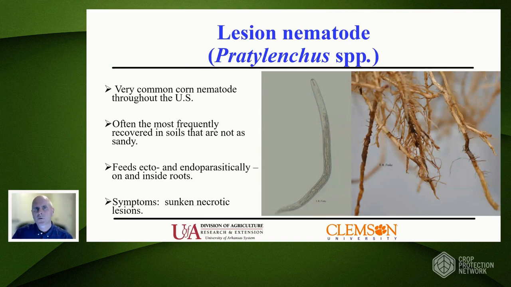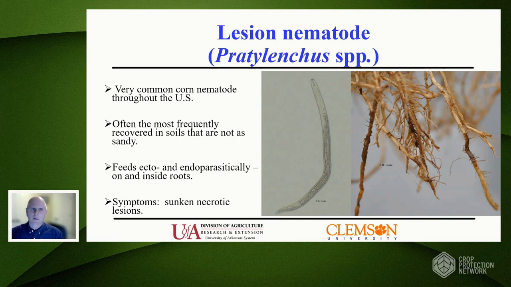All right, we'll move to lesion nematode, Pratylenchus, and there's a couple of species involved here. It's very common throughout the corn production states, probably the most common. If you take any soil sample, regardless of soil texture, you're probably going to find lesion nematode. I know that is the case for me.